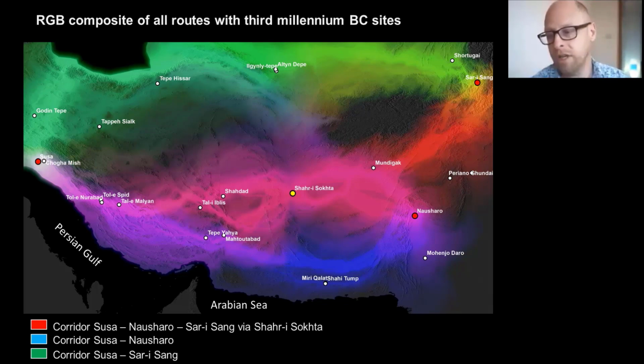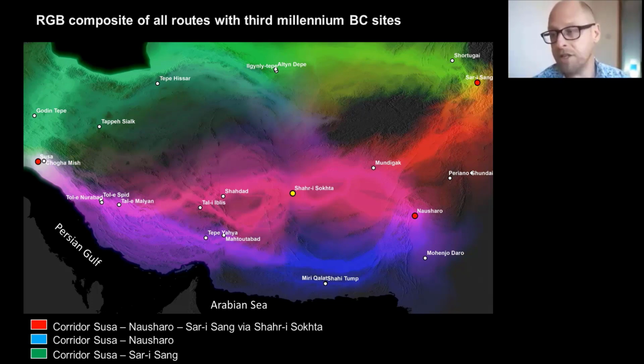So this shows the locations of some of the most important sites that were occupied in the 3rd millennium BC. And it highlights, for example, where Sarisang is, the location of Susa in Khuzestan, the site of Nausharo, which is in Balochistan in Pakistan, which is very close to Merga, and highlights Shahi Sokta in the middle, in Sistan. Now, if we look at the locations of the archaeological sites and we speculate about various things, we see some patterns that make a lot of sense.